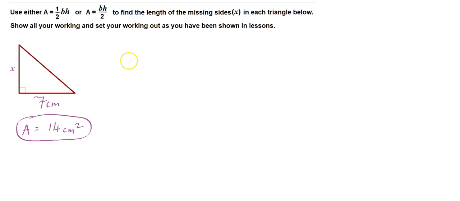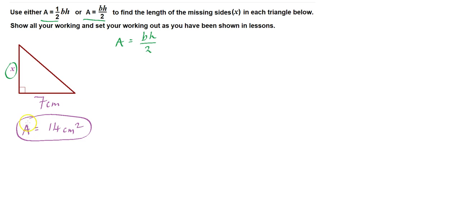Okay, so for this kind of question, we are going to use formulae for a triangle, either that one or that one. What we have to do is find the missing length of a side, and in this case, it's side x over here. So let's figure out how to go about solving this. I'm going to use A equals base times height divided by 2.